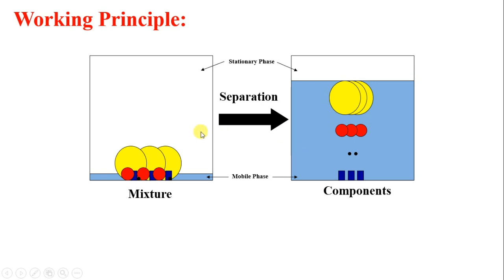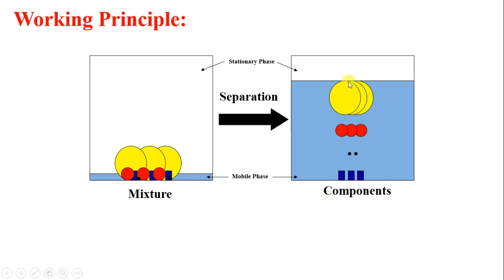Now, as you can see from here, this is the working principle. It is simple. Suppose we have three compounds, let's take 1, 2 and 3. This is the first compound, then the second and third. Once we separate them, this one has the highest affinity towards the stationary phase, so it has not migrated at all.